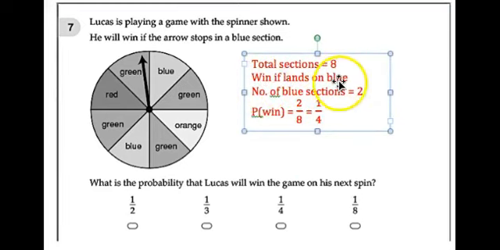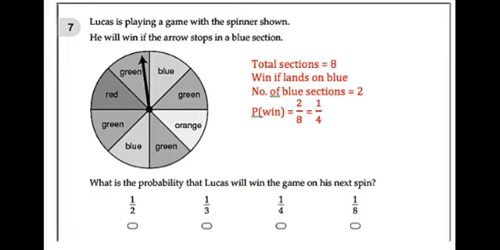And he will win if he lands on blue, and the number of blue sections is 2, so the probability of winning is 2 out of 8, or 2 over 8, and that can simplify if you divide both the numerator and the denominator by 2, so 2 divided by 2 is 1, and 8 divided by 2 is 4, so 2 over 8 is the same as 1/4.